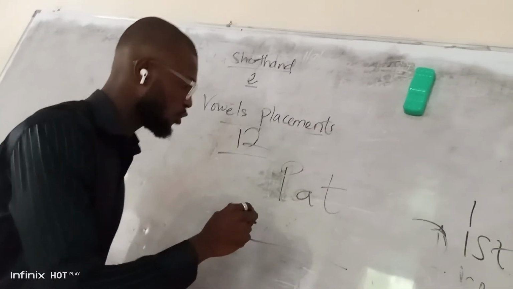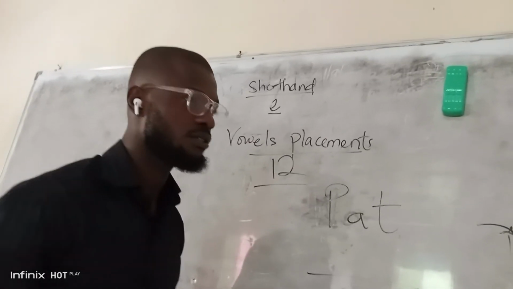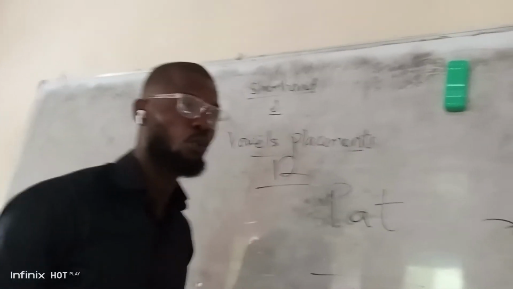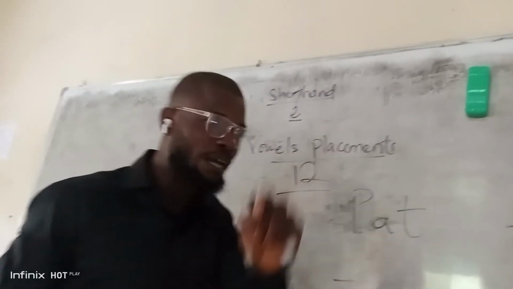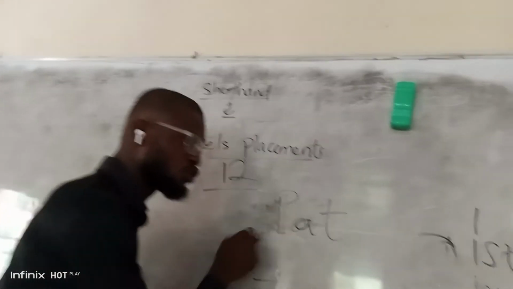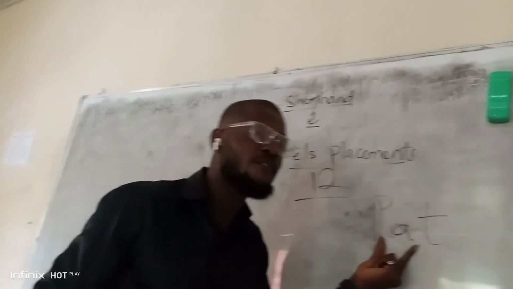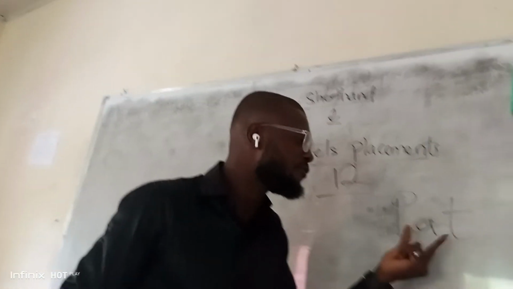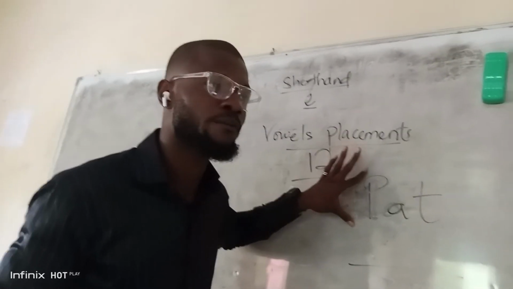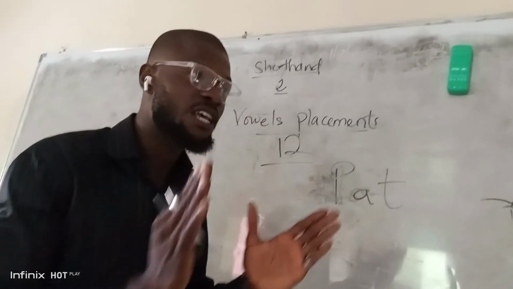Now, which vowel are we hearing there? A. And A is the first vowel and the only vowel in that word. Now, what determines the placement of your first consonant stroke? What determines the placement of your first consonant stroke is your first vowel. You will use the first vowel in that word to determine where you will put your first stroke. Now, A tells us that it is a first vowel.